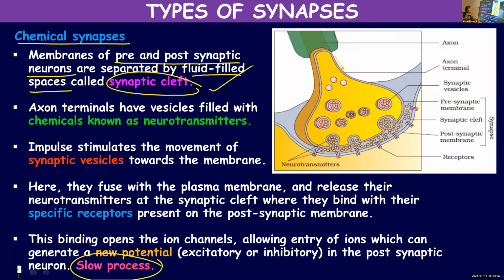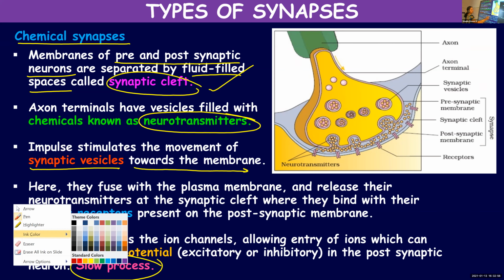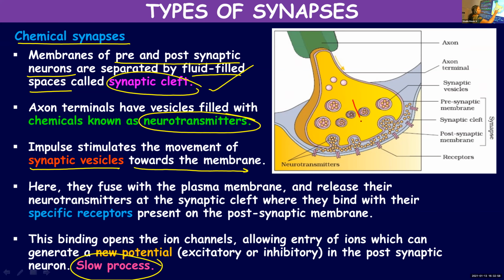Now next, in the axon terminal, there are some vesicles. You call them synaptic vesicles, and these are filled with neurotransmitters, which help in the transmission of the nerve impulse. And when the impulse reaches the axon terminal, these synaptic vesicles will move towards the membrane. As you can see in the figure, they will be moving towards the membrane and then they will fuse with the plasma membrane.